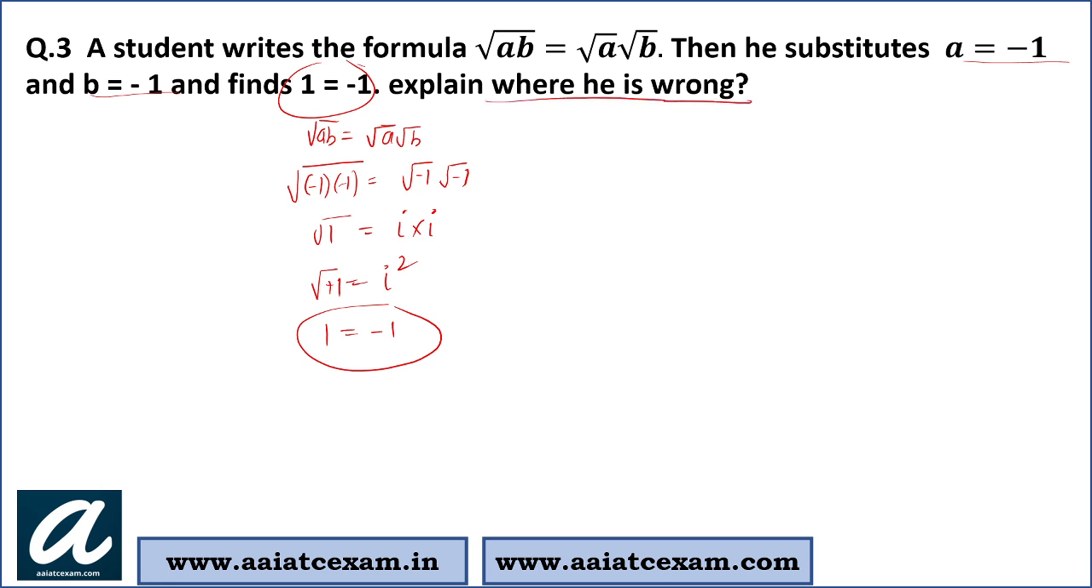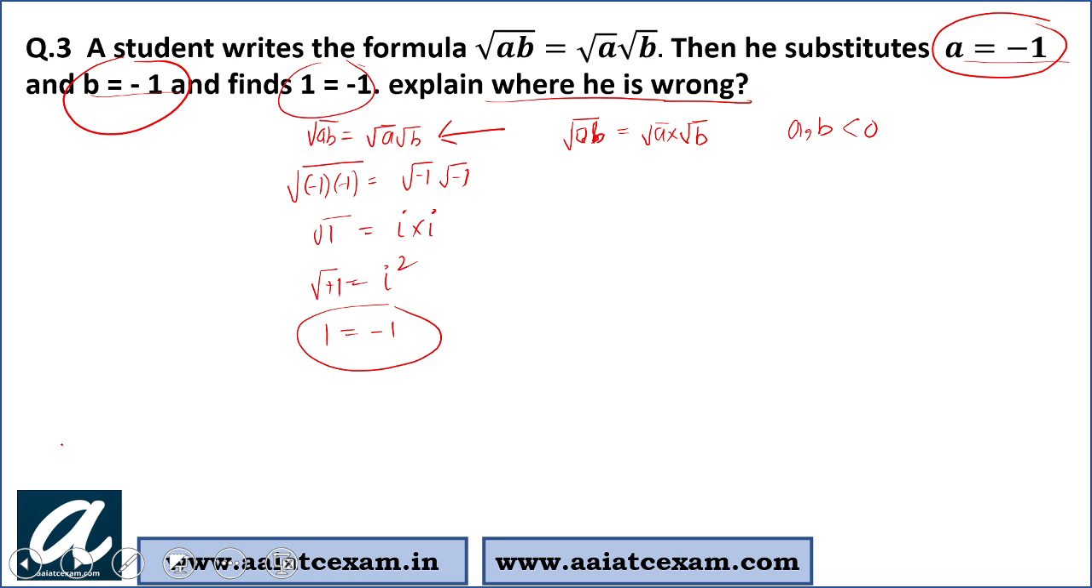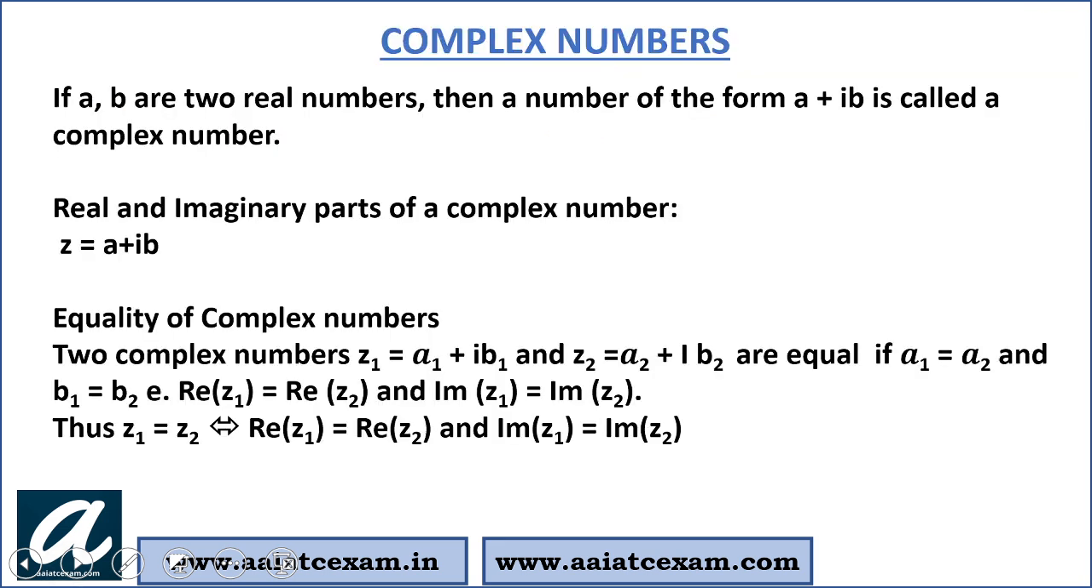Explain where he is wrong. He is wrong at the first step. Why? Because you cannot write under root ab as under root a into under root b if both a and b are less than 0. Here a and b both are negative numbers, that is, they are less than 0. So you cannot separate this under root, like you cannot separate under root ab as under root a into under root b. That's where he is wrong. The first step of the student is wrong.